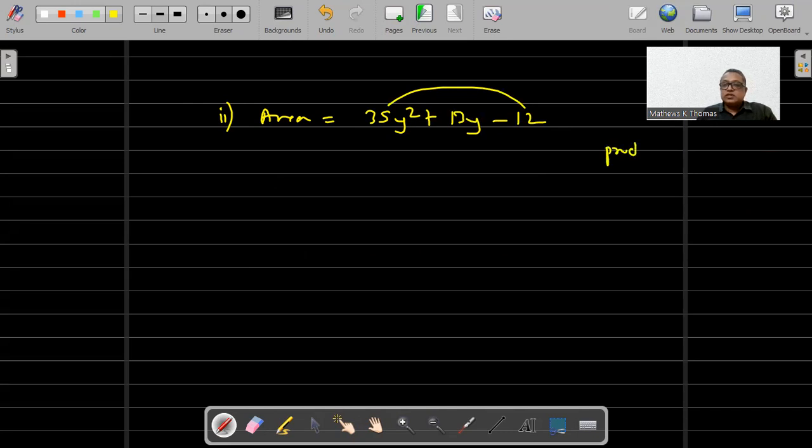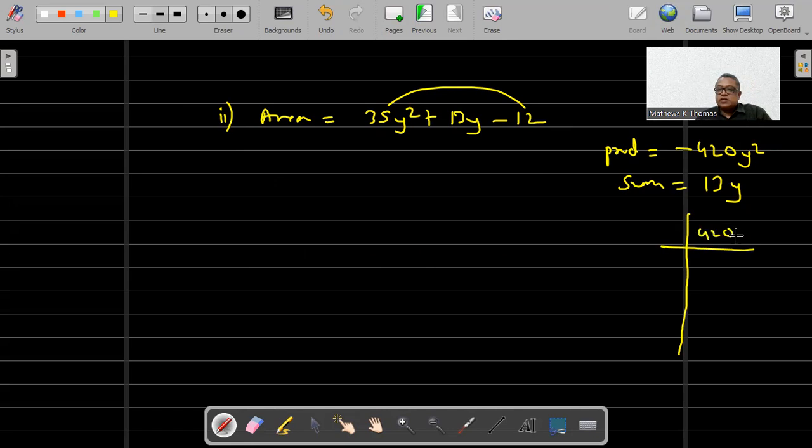So product is 35 into 12, that is 420. So minus 420y square. And when you add, you have to get the number at the center, 13. If you're not able to find the factors orally, we can do the prime factorization. So I'm finding prime factors here. 2 goes 210 times. Okay, 2 goes 105 times. 5 goes 21, 3 goes 7 times.